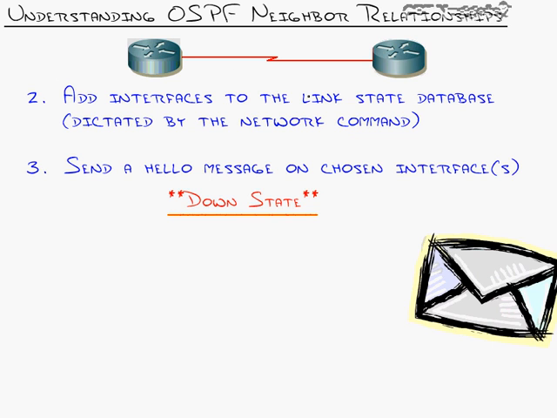So once it adds those interfaces to the link state database, to its roadmap of the network, it will then send a hello message on the chosen interface or interfaces, depending on what you've dictated with the network command. This is considered a down state, meaning the router has sent a hello message out on its interface, but is still waiting to hear back. You'll see the network is right now considered down because we haven't formed any neighbors on there, or I should say the neighbors are considered down because no neighbor relationships have been born. Now let's talk a little bit more about the hello message.